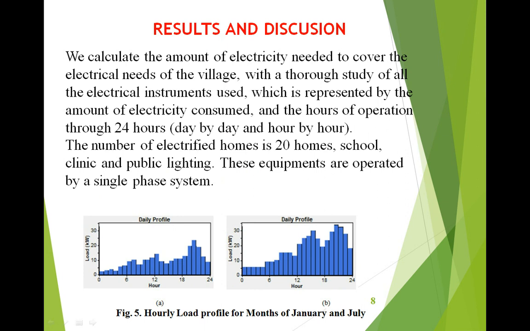We calculate the amount of electricity needed to cover the electrical needs of the village with a thorough study of all the electrical instruments used, which is represented by the amount of electricity consumed and the hours of operation through 24 hours, day by day and hour by hour. The number of electrified homes is 20 homes, school, clinic, and public lighting. These equipments are operated by a single-phase system. Figure 5 represents the hourly load profile for the months of January and July.